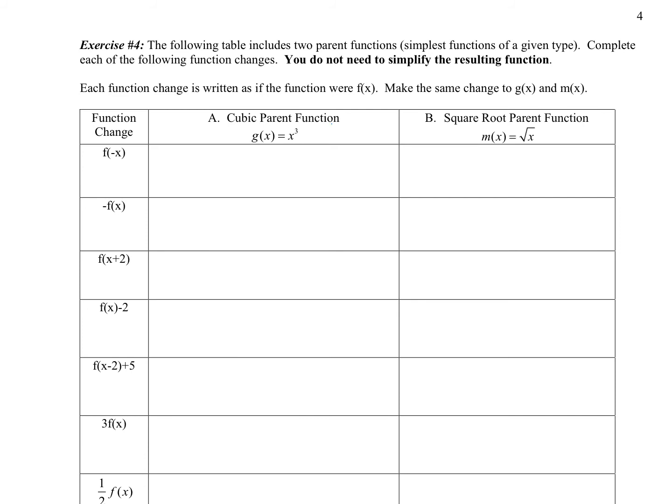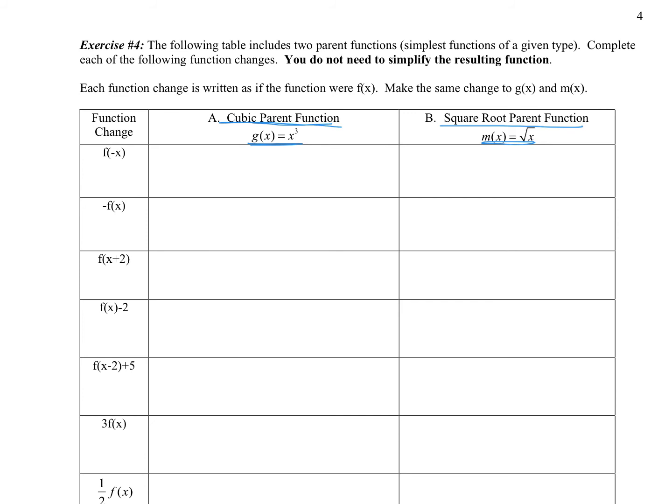So my cubic parent function, the simplest cubic function, is here. My square root parent function, simplest square root function, is square root of x. So I have this written with f's over here. I'm going to write it with whatever letter is in the function. So this is g of x.